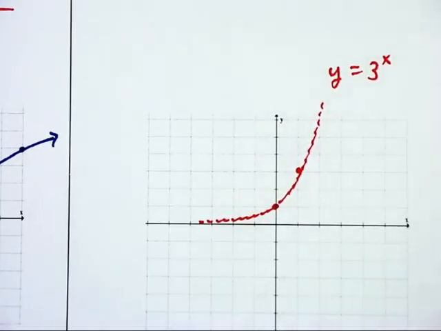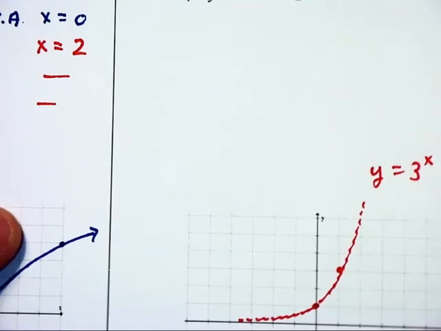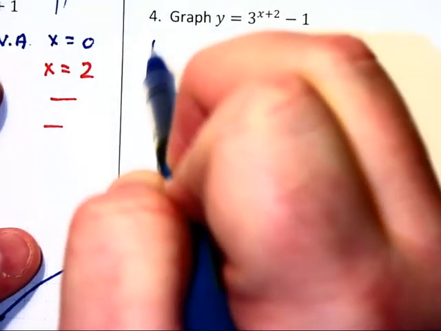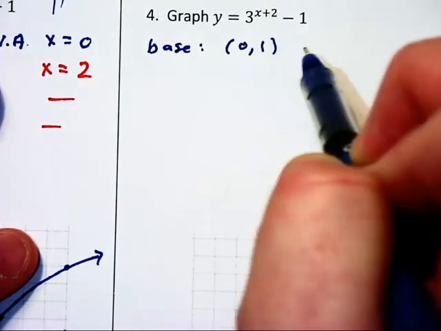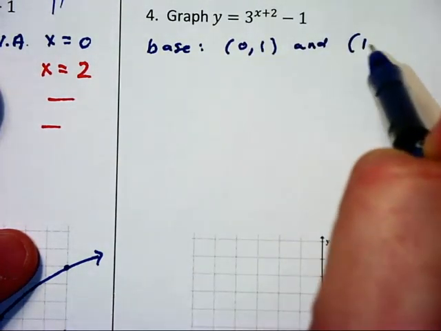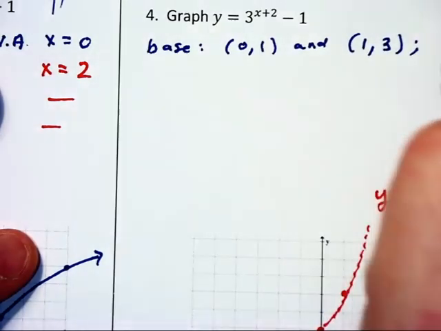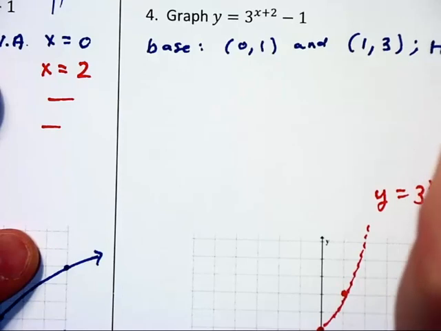Now let's look at these 2 key points that I highlighted there. The base points we had were 0, 1, and 1, 3, and we had a horizontal asymptote at y equals 0, also known as the x-axis. Whoops, let's show you that.